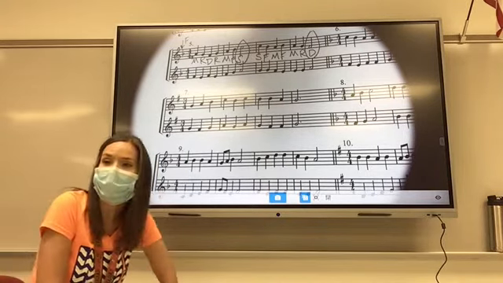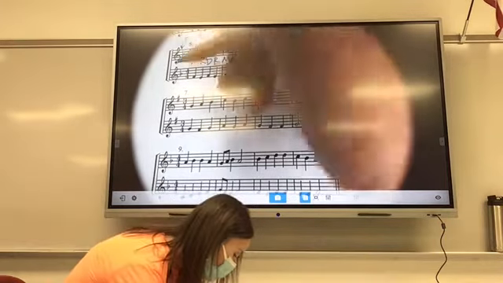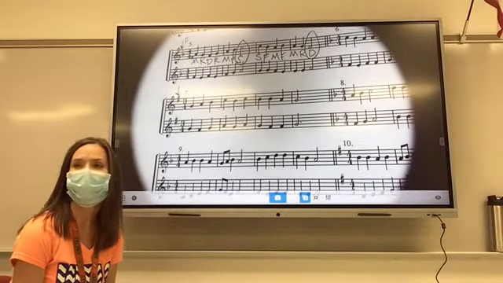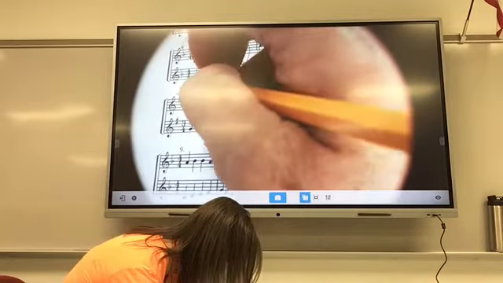Okay, first things first, we have to identify our key. So let's look at the symbol that tells us what key we're in. Here it is, right here. Raise your hand if you can tell me. That symbol tells us we're in what key, Olivia? G. Excellent, so let's write G at the top.